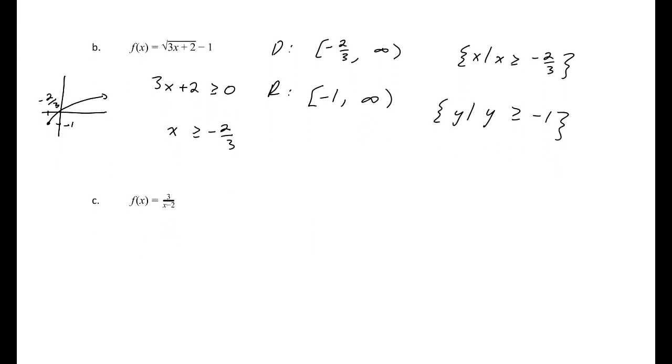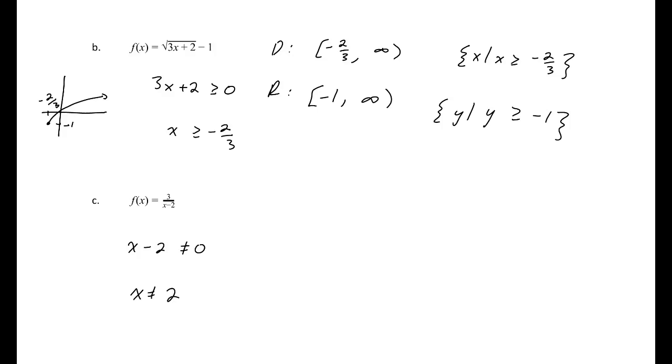This next function we have is a rational function. The problem we have here is that we cannot divide by 0. Well, what number could you put in there that would make that 0? Well, 2. So x cannot be equal to 2.